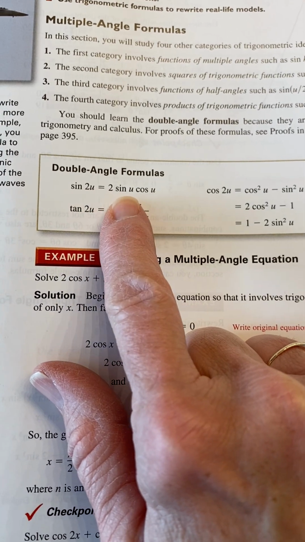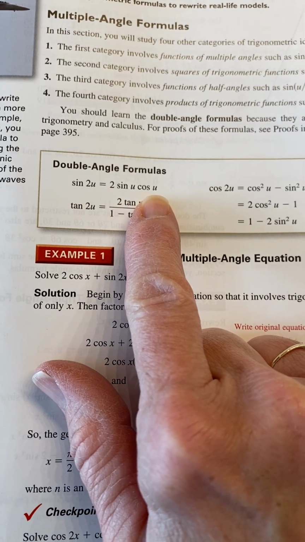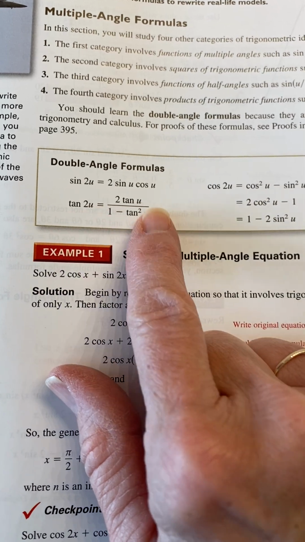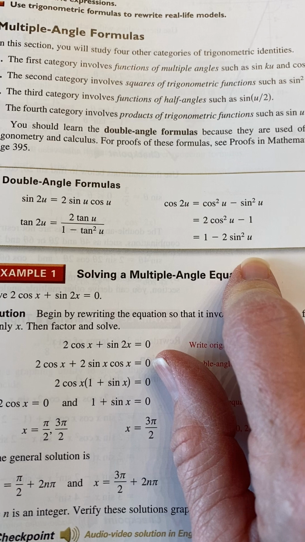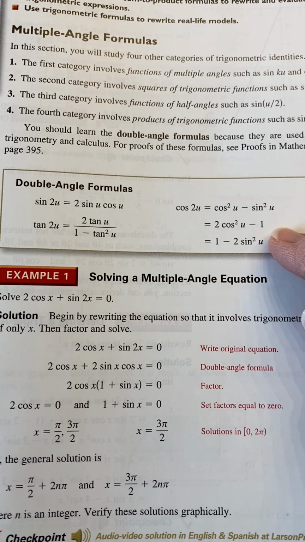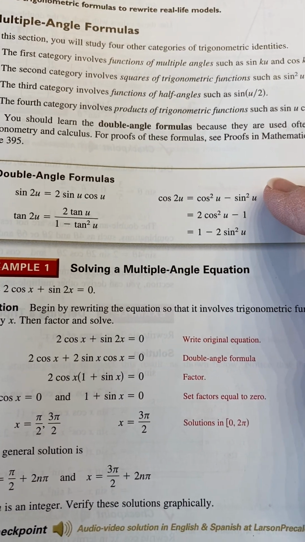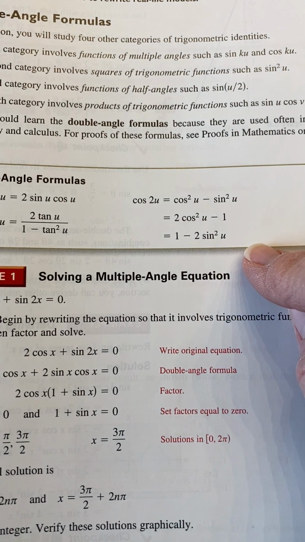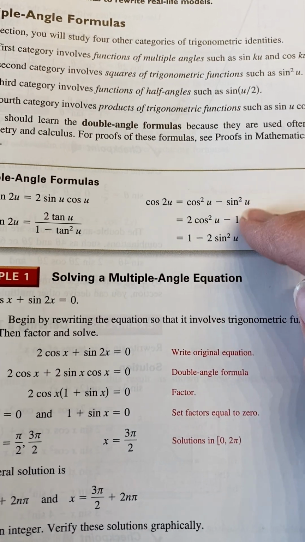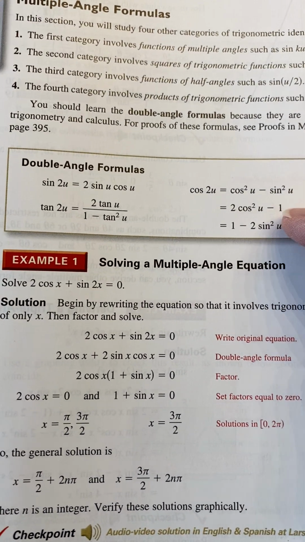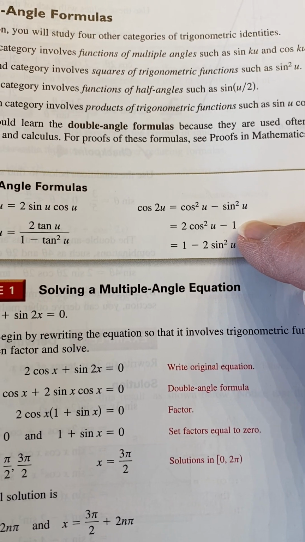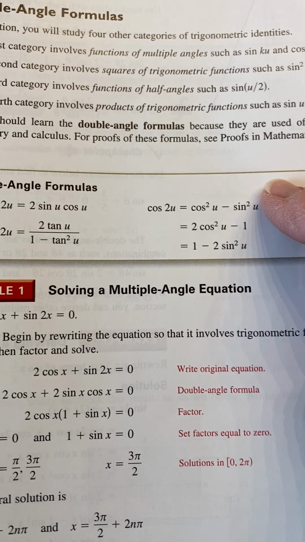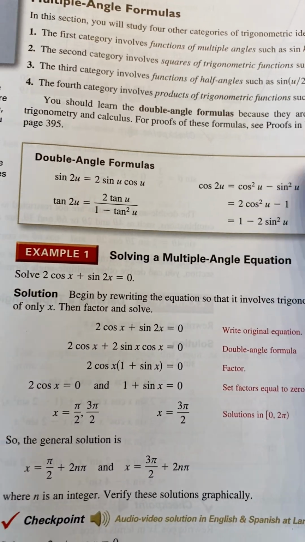Sine 2 theta is equal to 2 times sine u cos u. Tan 2u, cos of 2u, there are three different expressions for cos of 2u, and how do you know which one to use? It just depends on the situation, which one would be most handy. These are gotten from using some substitutions of the Pythagorean identities for cosine squared and for sine squared.